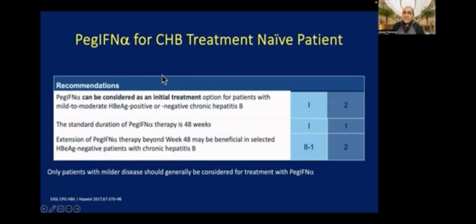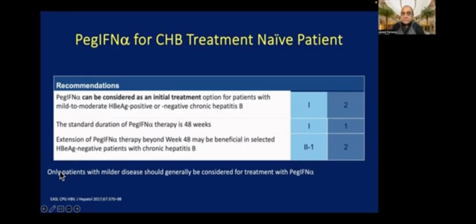What are the EASL guidelines regarding pegylated interferon alpha for a chronic hepatitis B treatment naive patient? She never had treatment. Pegylated interferon can be considered as an initial treatment option for patients with mild to moderate HBe antigen positive or negative chronic hepatitis B. She was HBe antigen negative chronic hepatitis B. The standard duration of pegylated interferon therapy is 48 weeks. Extension of pegylated interferon alpha therapy beyond 48 weeks may be beneficial in selected HBe antigen negative patients with chronic hepatitis B. So like these patients, at times you may extend your pegylated interferon beyond 48 weeks.